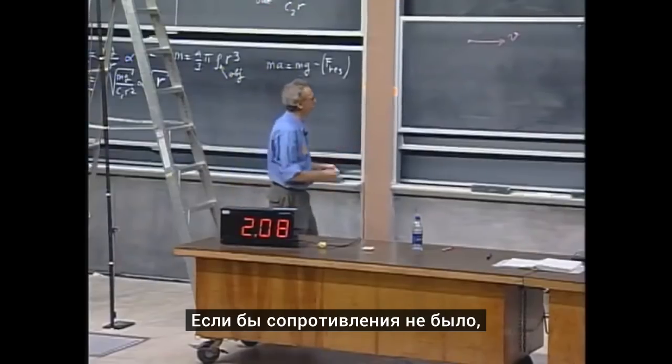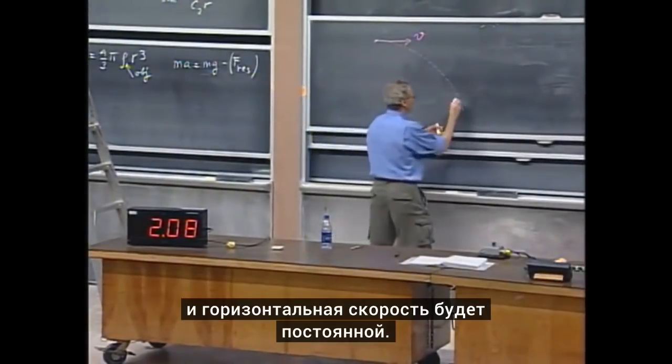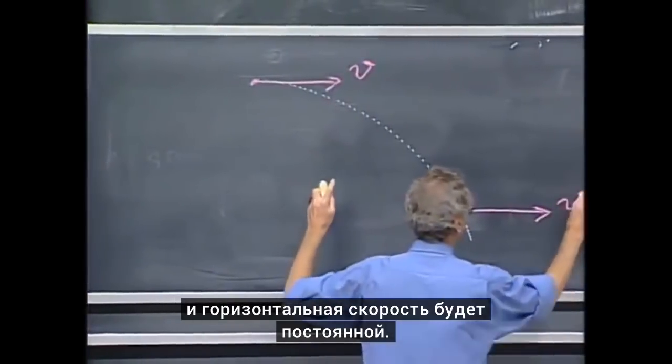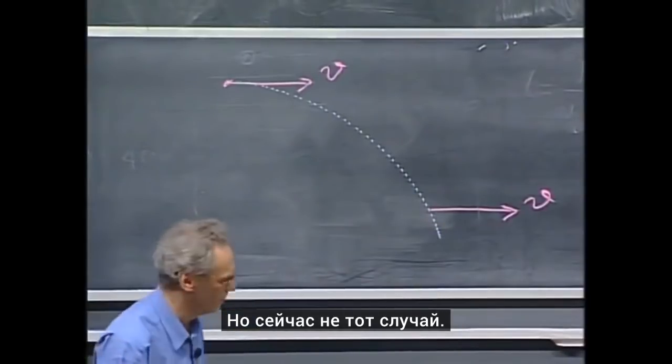If there were no drag, then this, of course, would be a parabola. And the horizontal velocity would always be the same. There would never be any change. But that's not the case now.